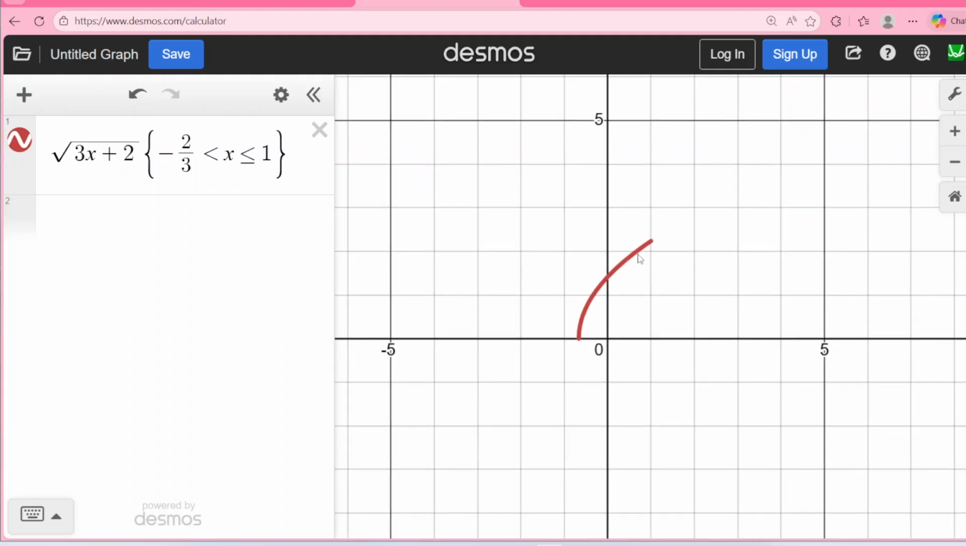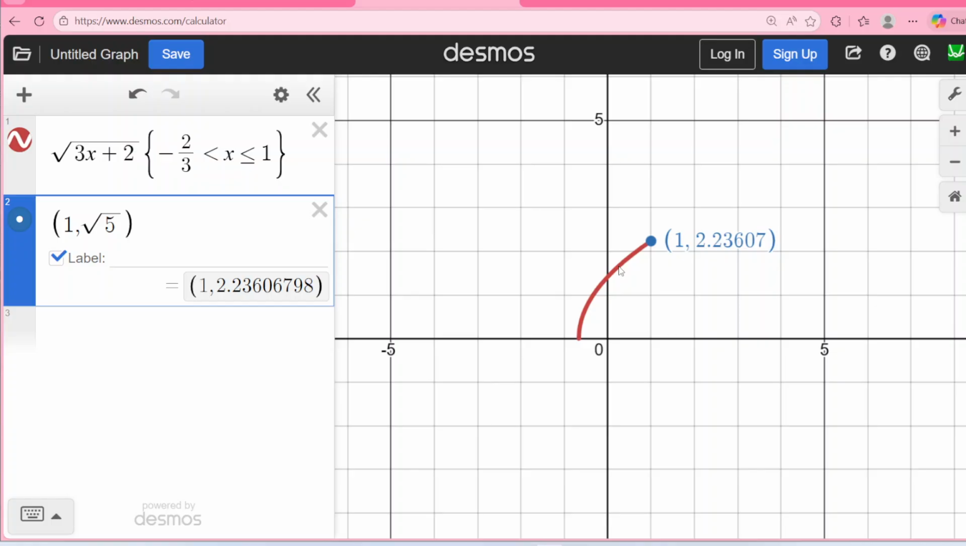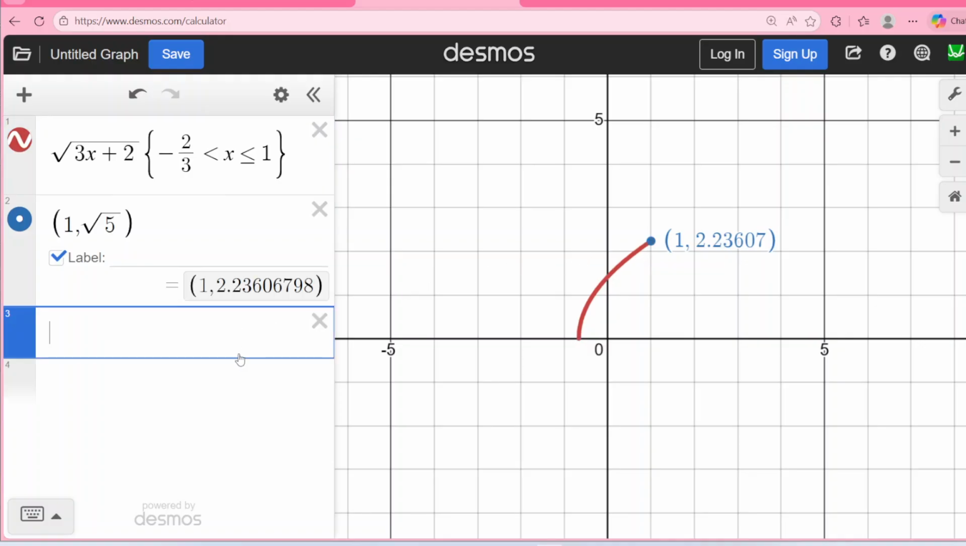That is it. Now you see how it ends at the point 1, 2.23607. That is the point 1 comma square root of 5. I'll label that. So yeah, you see that the point 1 comma 2.23607 is there. It is solid, and the graph is approaching that location from the left.